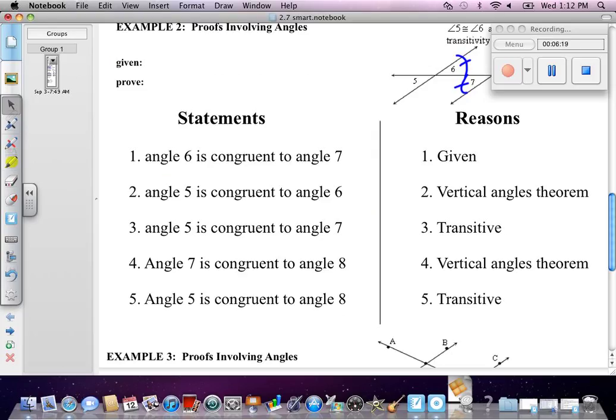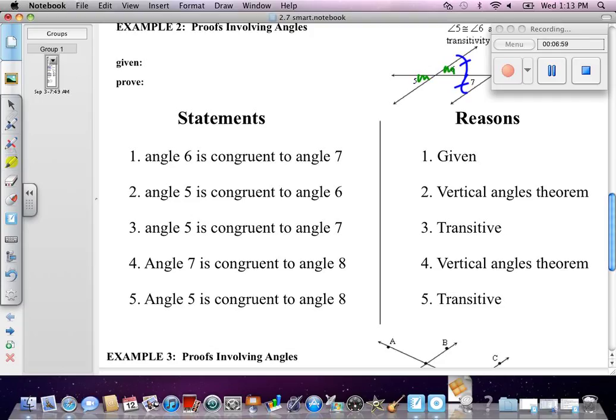Okay, so like on the quiz, you know how you have the two-column thing and have 1 through 6? Well, we use every single one of those. So we know angle 6 is congruent to angle 7, and that's given. We know angle 5 is congruent to angle 6 by vertical angles, right? These two right here, congruent to each other by vertical angles. Then we can say by transitive 5 is congruent to 7. Then we know 7 is congruent to 8 by vertical angles. And finally we know 5 is congruent to 8 by transitive.